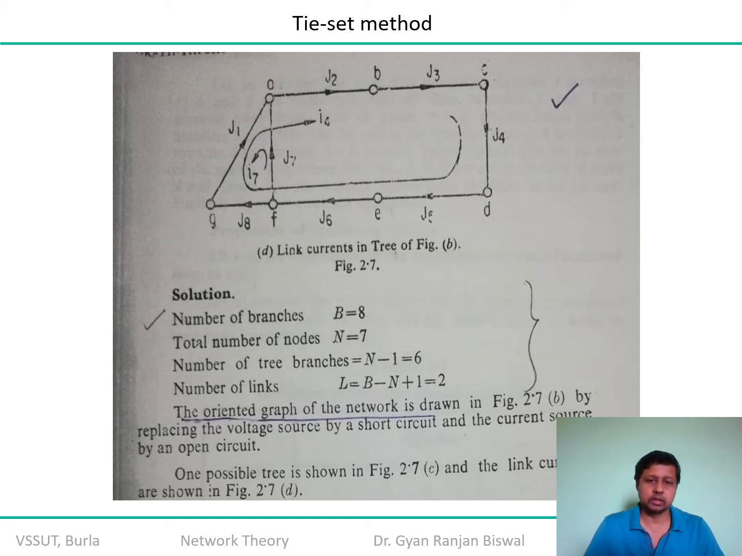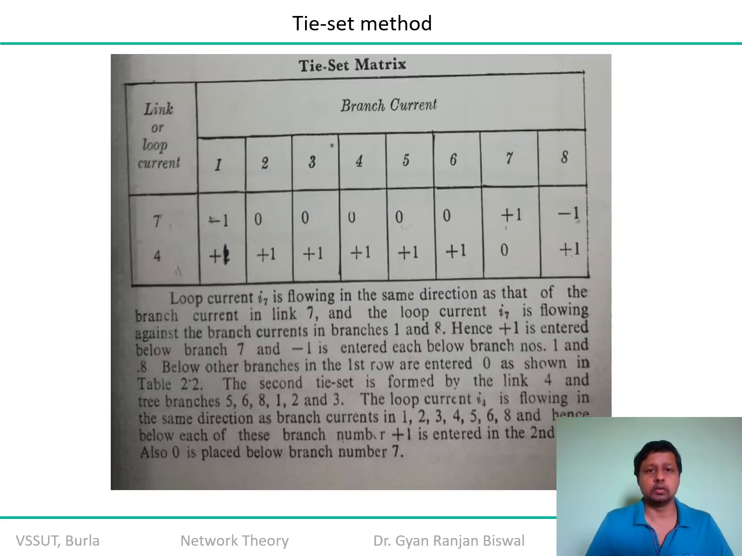So from here, if you replace b equal to 8 and n equal to 7, you get the total number of links as 2. This justifies that you have to remove at least 2 of the branches to convert that particular oriented graph into the equivalent tree. Okay, so I hope you understand.